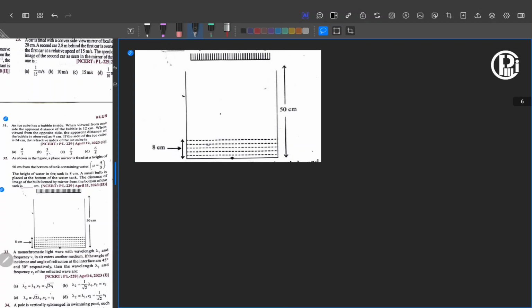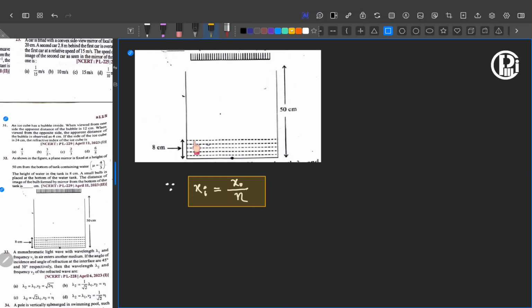So therefore, if you remember the shift formula, shift is equal to, let's say the apparent image, xi is equal to xo by n. xi equal to xo by n. So that was important. Right. So xi is equal to xo by n.